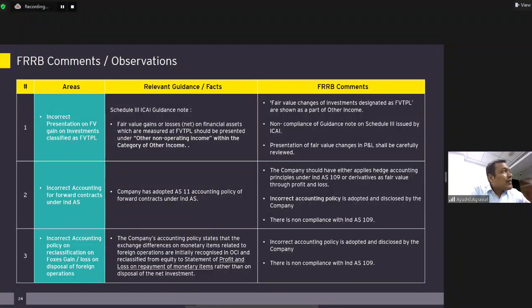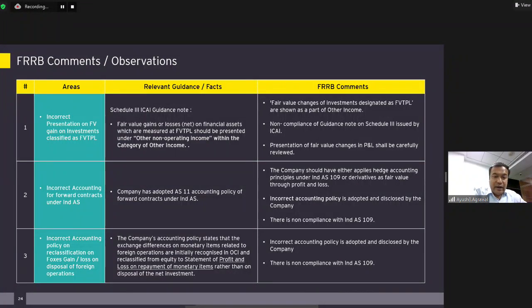FVTPL investments. For all the investments which are classified as FVTPL, the guidance note on Schedule 3 is very clear that the fair value gains or losses on such investments should be disclosed as part of other non-operating income. It's very clear and very important also. It should be disclosed and categorized as part of other non-operating income, which is a separate caption within other income. There it should be classified. Whereas in a number of instances the FRRB came across such gains or losses being disclosed as part of other income only and not as part of other non-operating income. That was one area of inconsistency with the guidance which the FRRB observed.